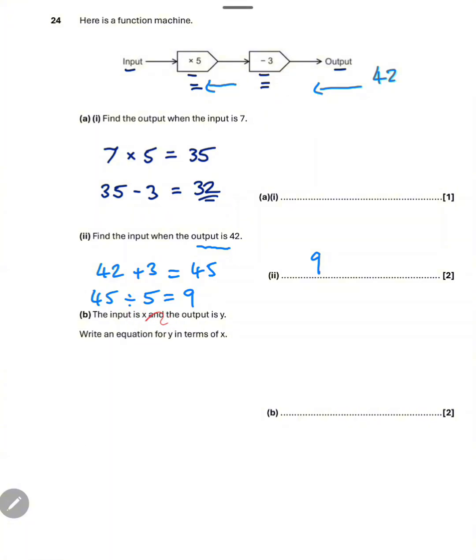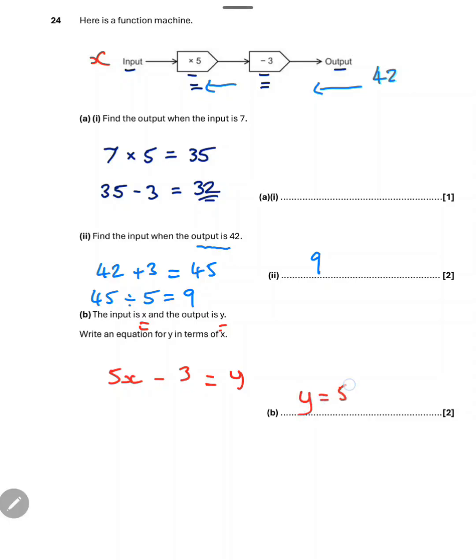And part B, we've got x going into this function machine and y coming out. And it says write an equation for y in terms of x. So x is going in and we times it by 5. If x goes in and we times by 5, we get 5x. Then we're going to take 3. So we've got 5x and we're taking 3. We've just got 5x take 3. You can't do anything with that. You're timesing by 5, then taking 3. And that is y. That's your output. So I'm just going to write that a bit neater.